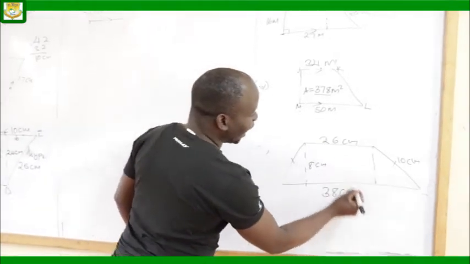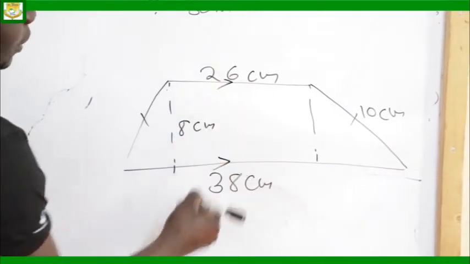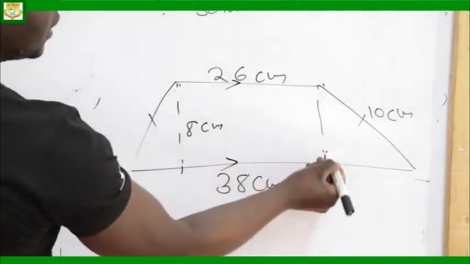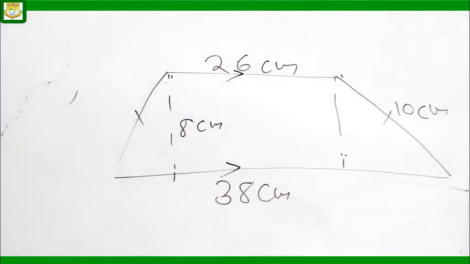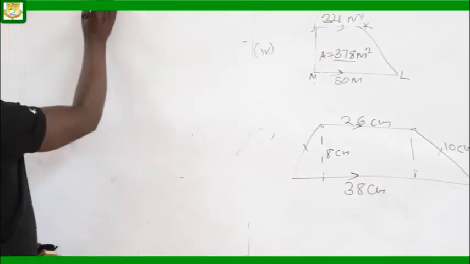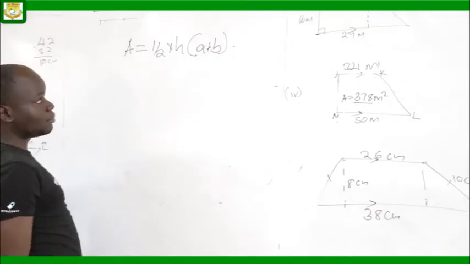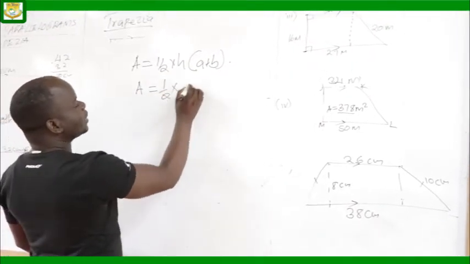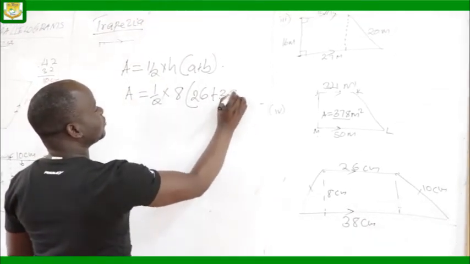Let's look at example two under trapezium. This one is an isosceles trapezium. We have two parallel sides measuring 26 and 38 centimeter, and then the height is 8. Remember this height is 8 and this other one is 7. Now, if we have the height and the two parallel sides, getting the area becomes very easy. You just say area of a trapezium equals a half times height times the sum of the parallel sides, A and B. So area equals a half times our height 8, and then our parallel sides are 26 and 38.